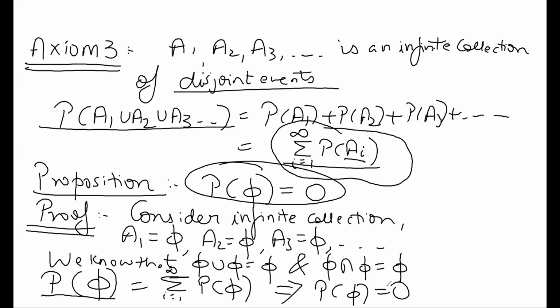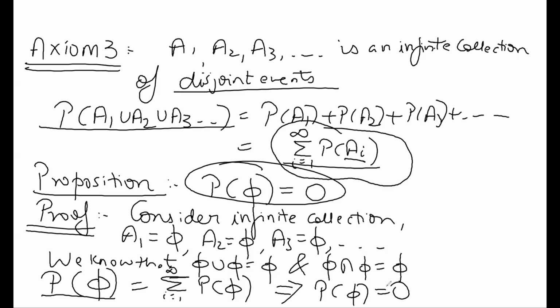So I am again repeating the proof with you. We had done axiom 3. Axiom 3 says that if A1, A2, A3, and so on are all disjoint events, then probability of A1 union A2 union A3 and so on till infinity will be equal to P of A1 plus P of A2 plus P of A3 and so on, which I can write as summation as i goes from 1 to infinity P of Ai. Now using this axiom 3, we are proving the proposition that P of phi is equal to 0. That means probability of a null set is equal to 0.